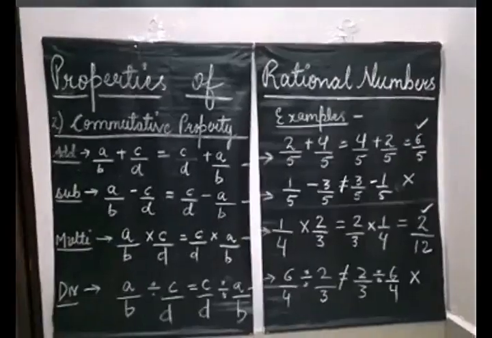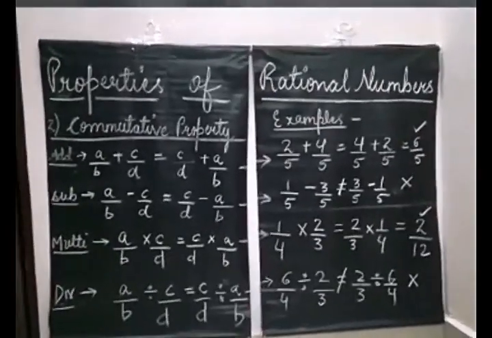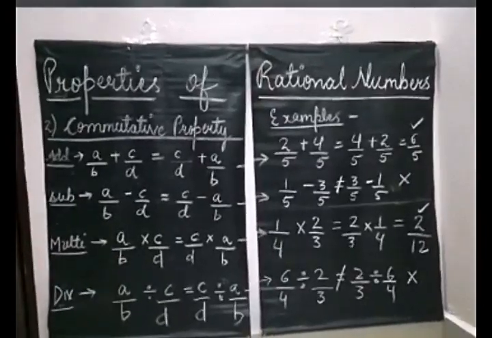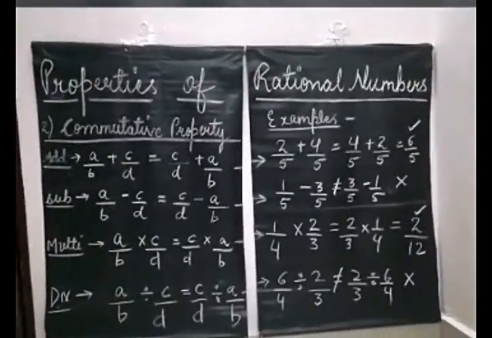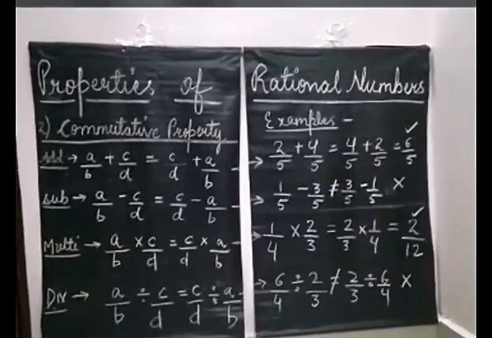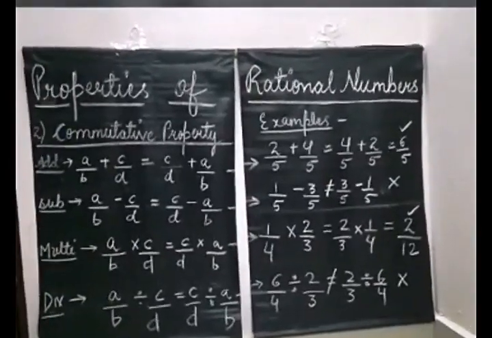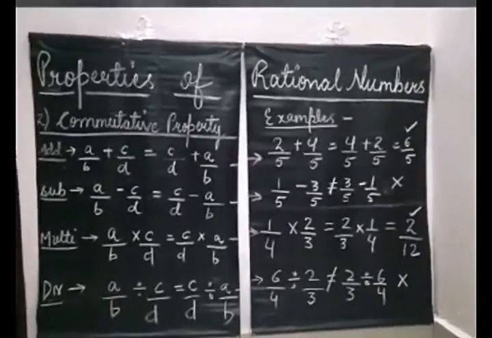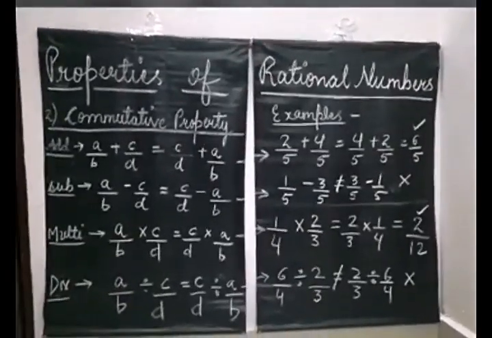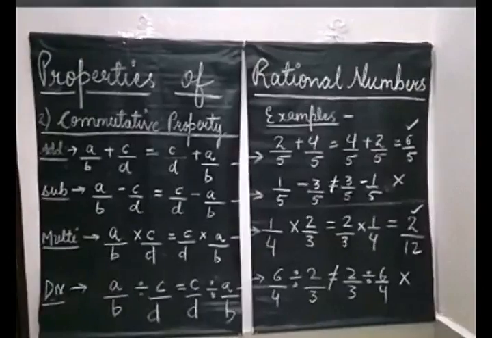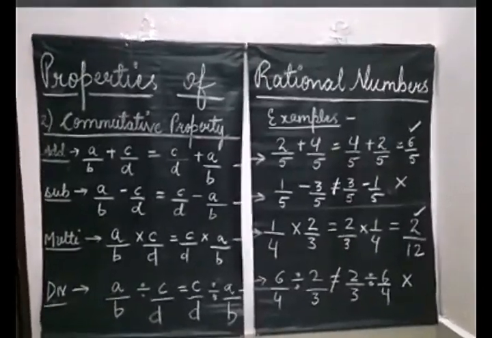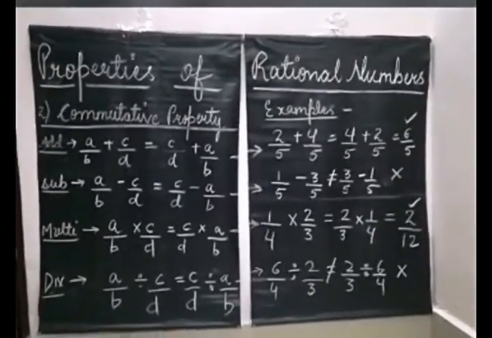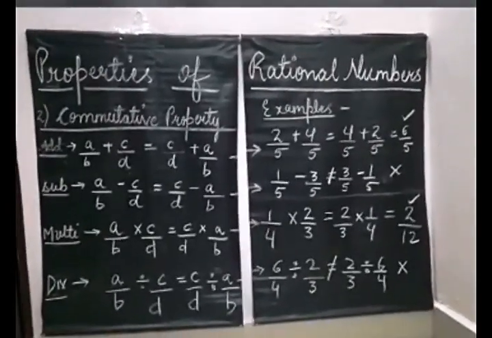Now next comes the case of multiplication. A upon B into C upon D is equal to C upon D into A upon B. Let us see with the help of an example. 1 upon 4 into 2 upon 3 must be equal to 2 upon 3 into 1 upon 4. When we solve RHS and LHS side, we get the answer 2 upon 12. So LHS is equal to RHS.